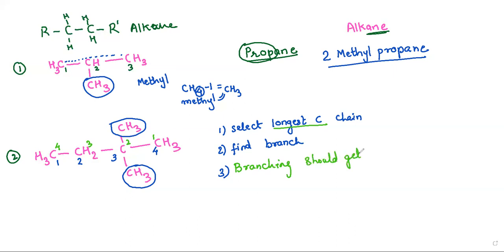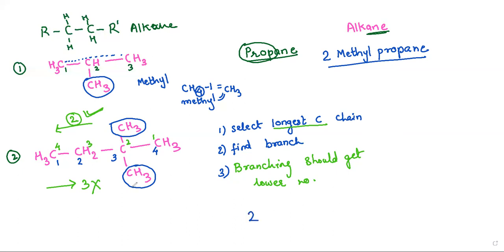Branching should get the lower number. So now here, suppose if I go this way, my branching gets the number 3. But when I go from this side, then the branching gets the number 2. So for me, 2 is correct and 3 is wrong. So now my name will go like this. The position will be 2.